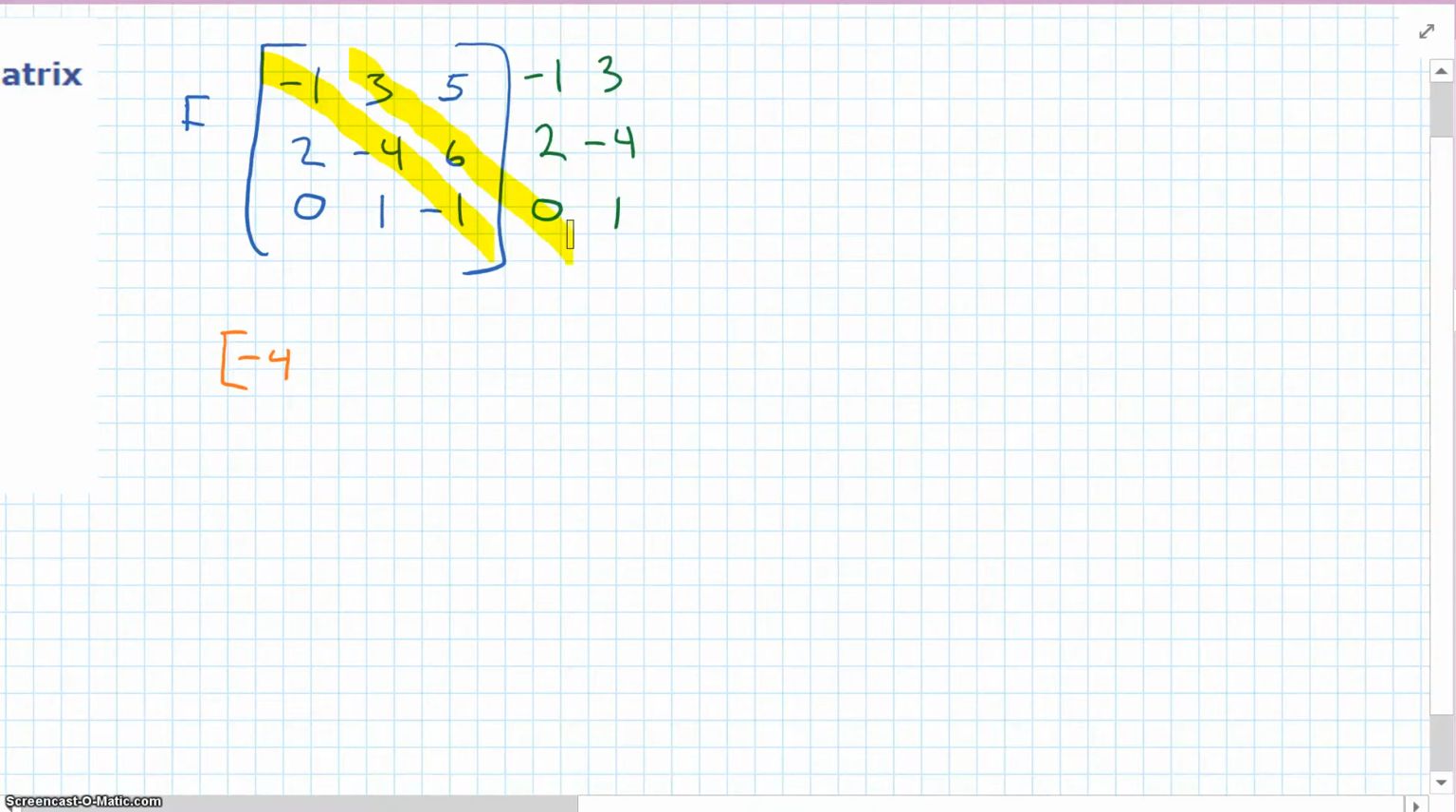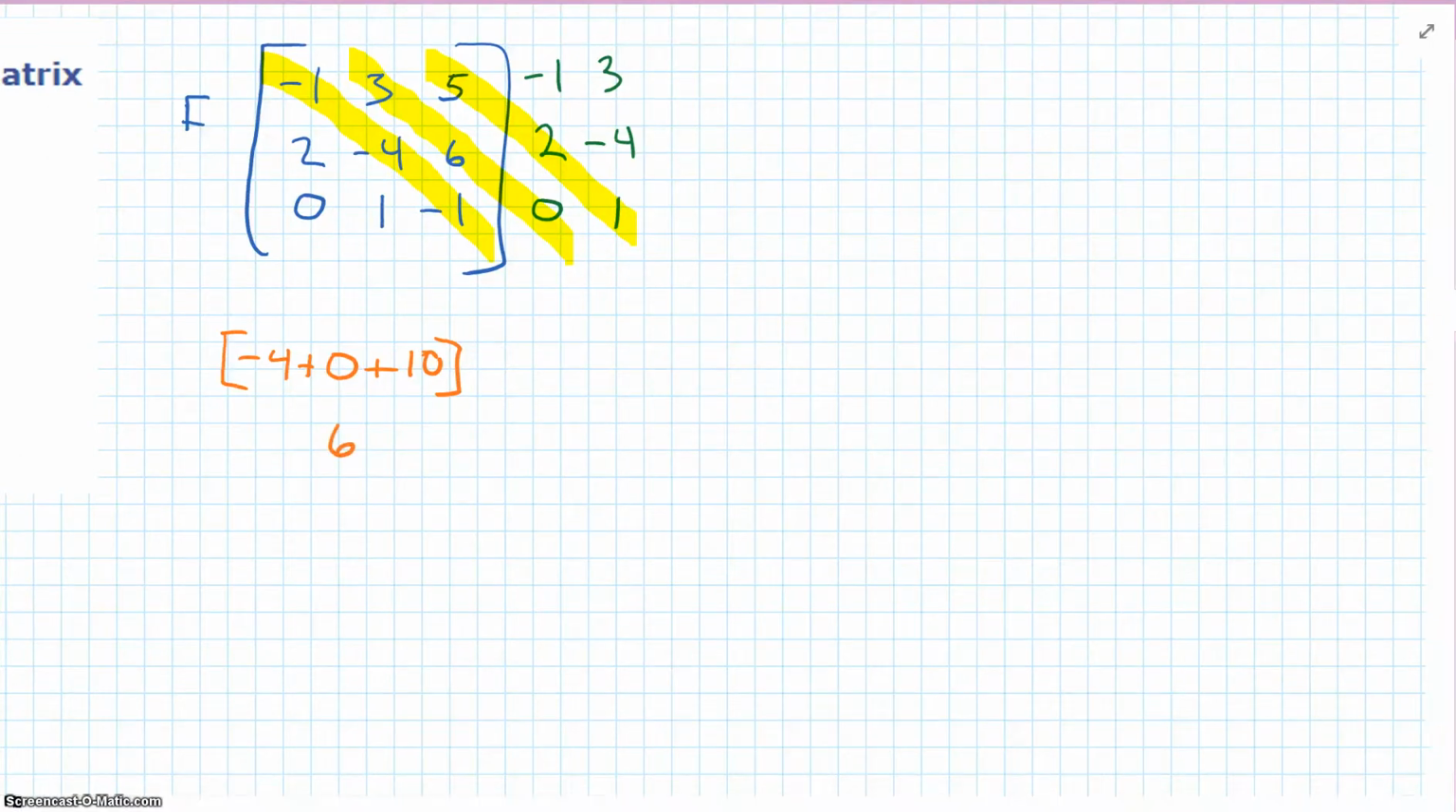Take the product of the next diagonals. 3 times 6 times 0, and add that. So that'd be 0. And then the product of the next diagonal, 5, 2, and 1. What's 5 times 2 times 1? That is 10. So negative 4 plus 0 plus 10 is 6. I'm ahead of the game a little bit. Now we're going to subtract the sum of the products of the other diagonals.